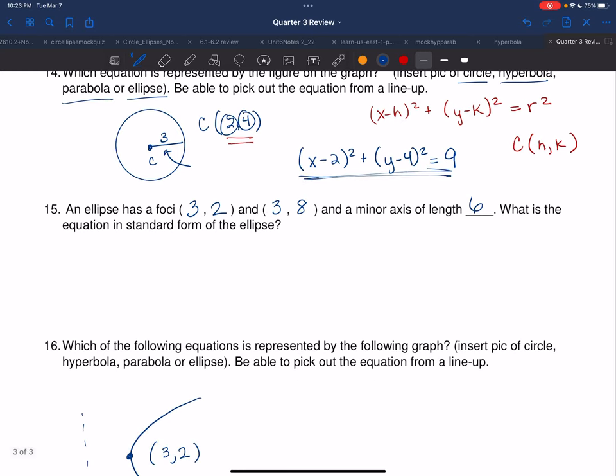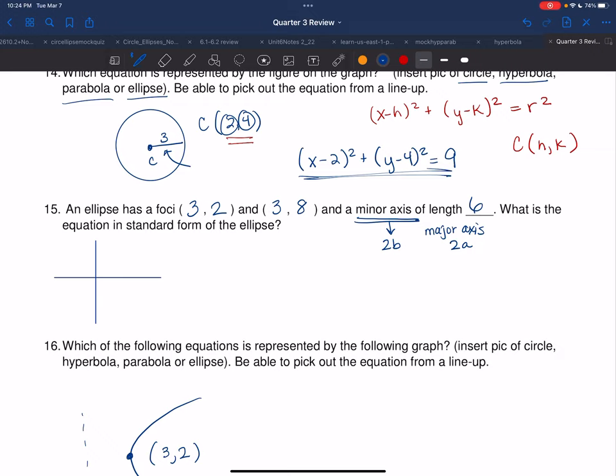All right, 15. This one's a little bit more involved. An ellipse has foci (3, 2) and (3, 8), and a minor axis of length 6. For those of you that have me, we didn't really talk about minor axis and major axis. A minor axis is twice your b value, and a major axis is going to be twice your a value. All right, so let's see first if this thing is going vertically or horizontally.